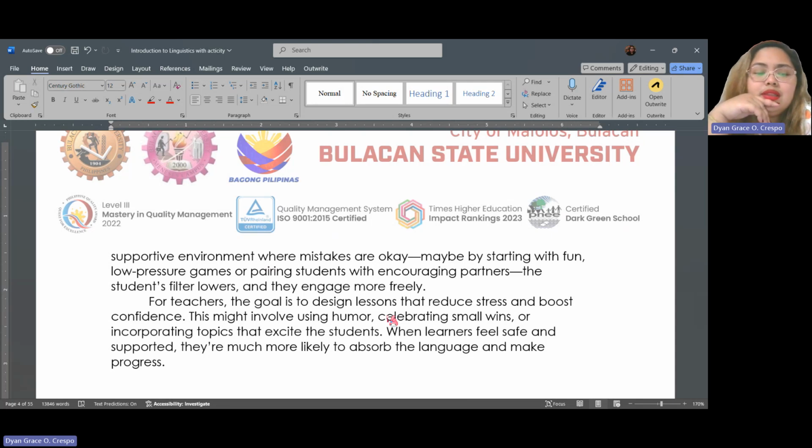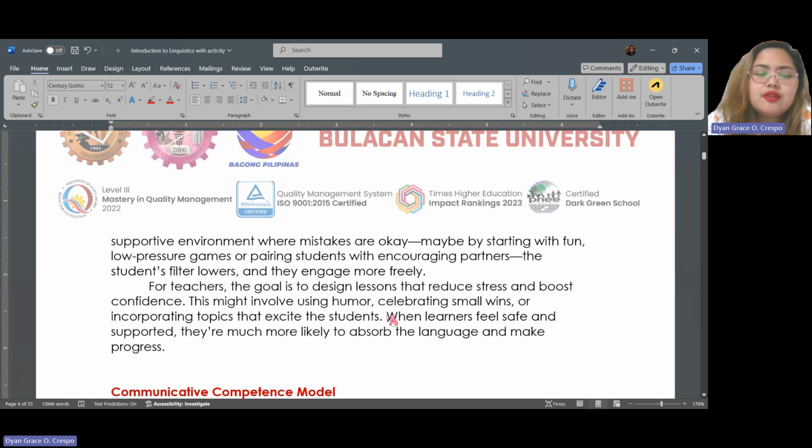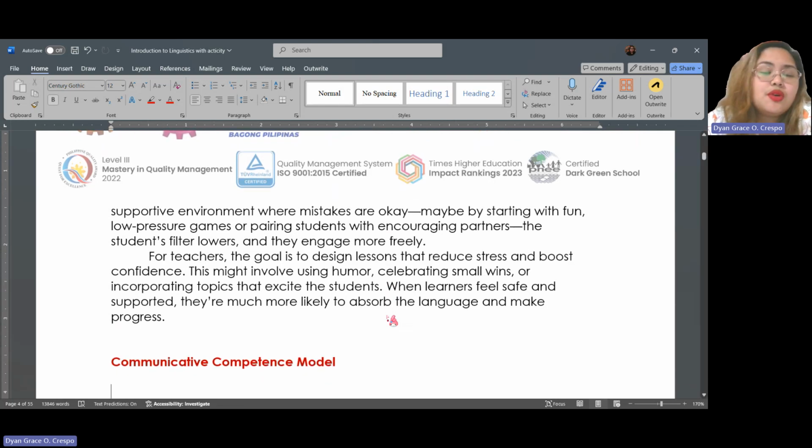Start with fun, low pressure games as teachers, pairing students with encouraging partners, and the student filter lowers and engage more freely. For teacher, the goal is design lessons that reduce stress and boost confidence. This might involve humor. That's why humor is very important. That's why when we teach, we include humor as much as possible. The students will laugh. Not because you're a clown, or not because you're doing something stupid, but they're laughing because it's easy for us.